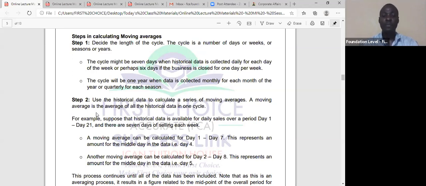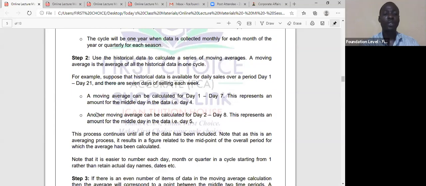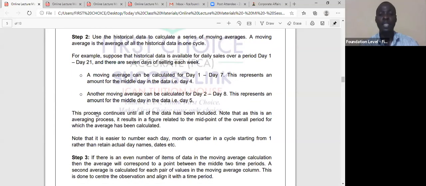So you see the average was starting in day 4. Now as the day moves, you remove day 1, you add day 8, and the average moves from 4 to 5. By the time you remove day 2 and you add day 9, the average will move from 5 to 6. So that is why we call it a moving average. The progress continues until all the data has been included.